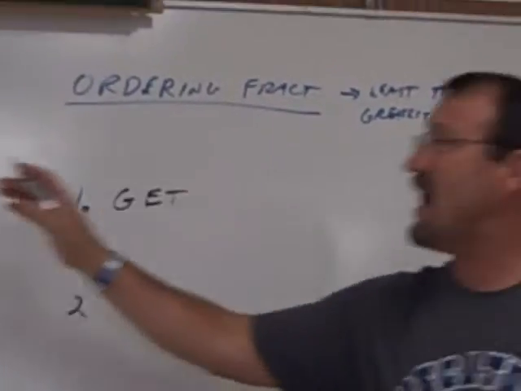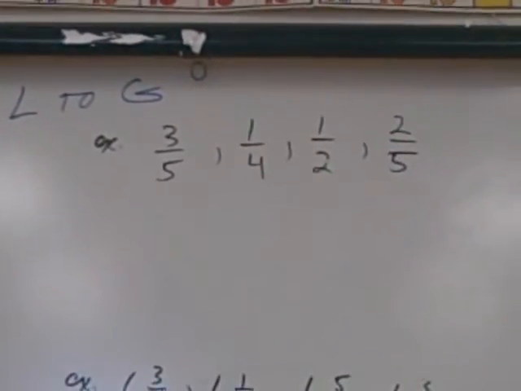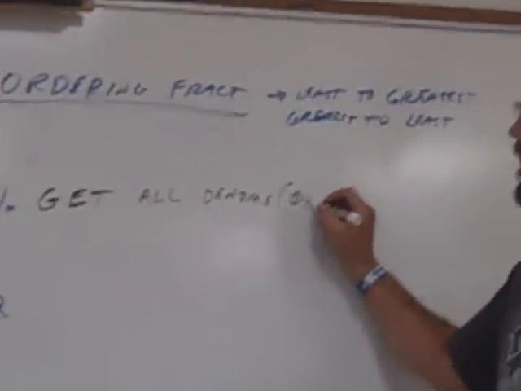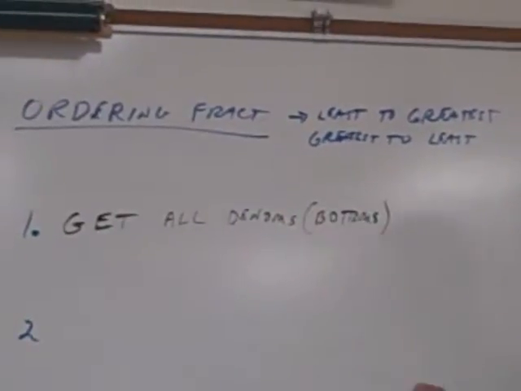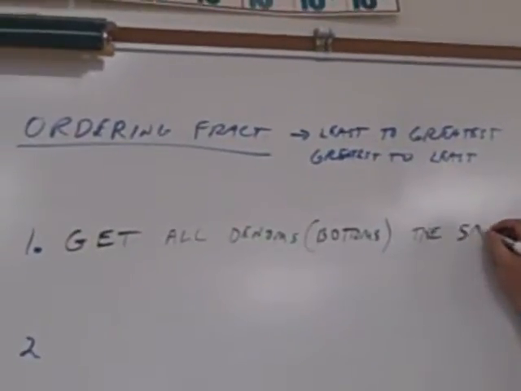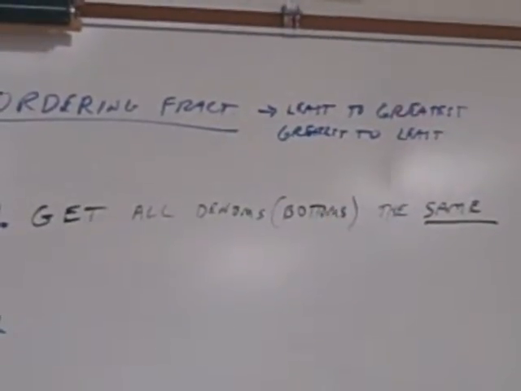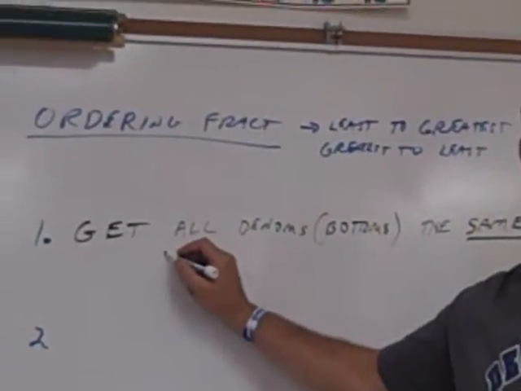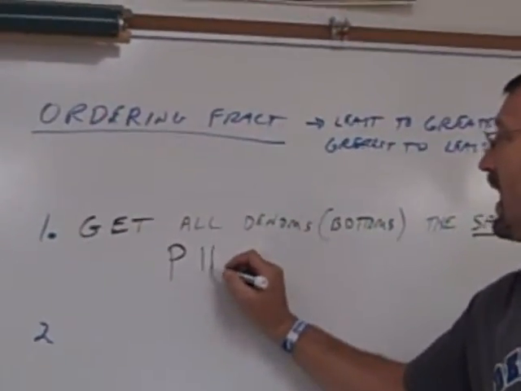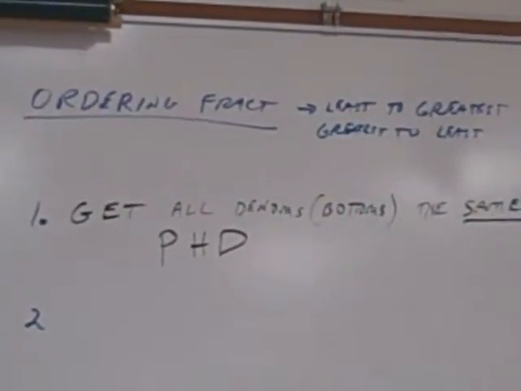Ordering fractions. If I want to put fractions in order from least to greatest, get all denominators, which are the bottoms, the same. How did we do that? You won't find it in the math book. We got to get all the bottoms the same by play how did.